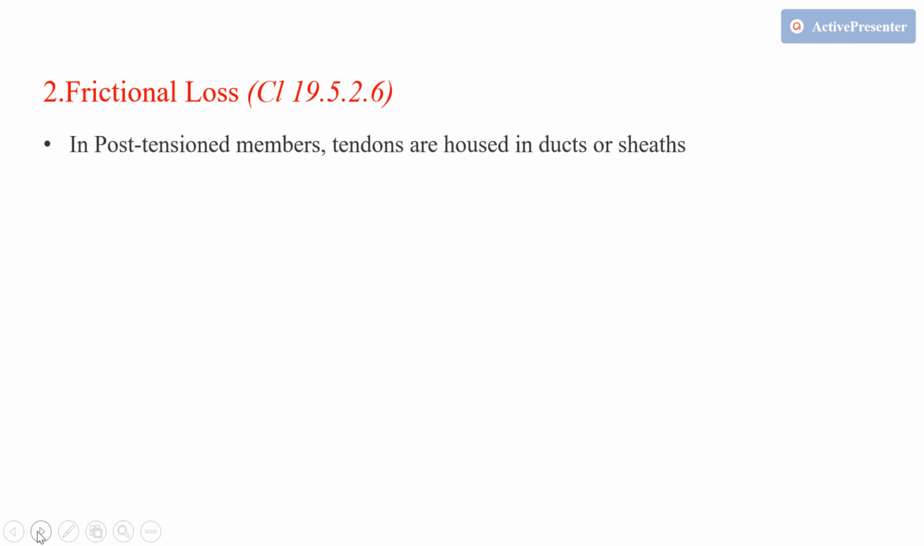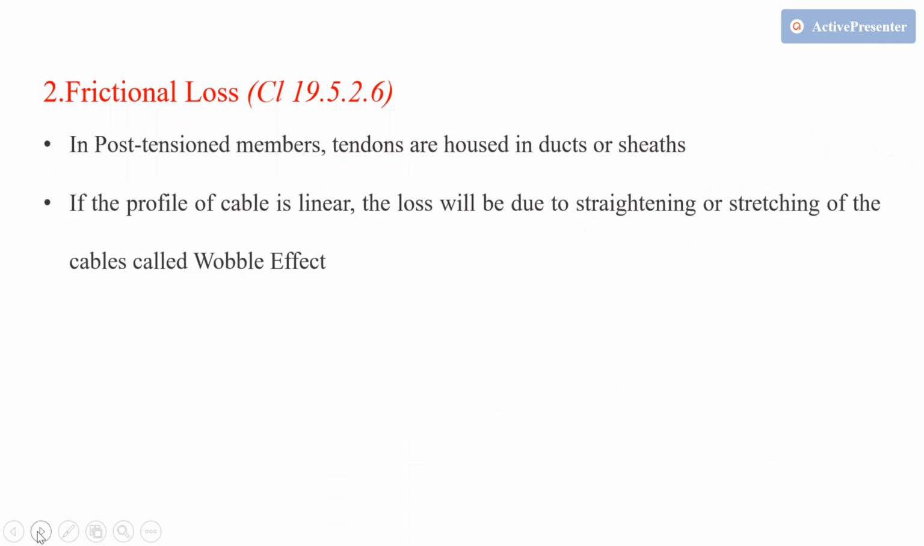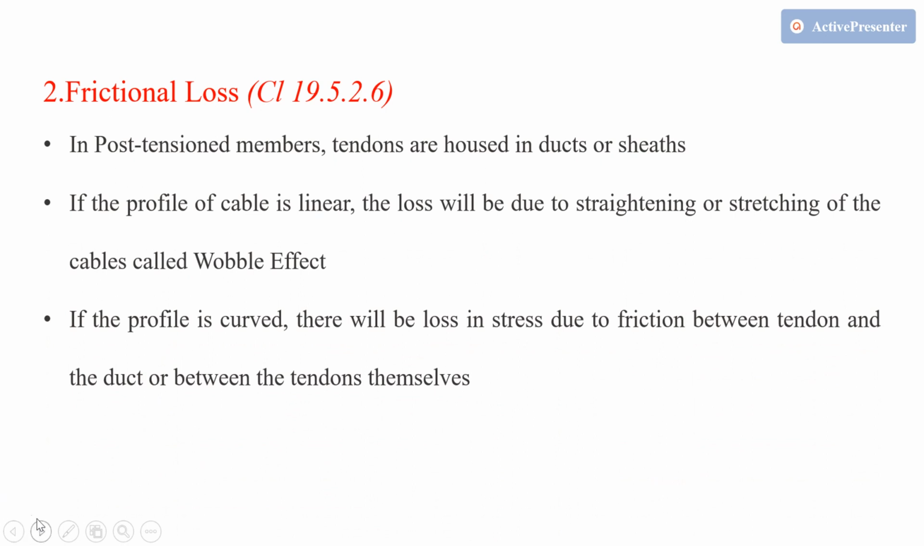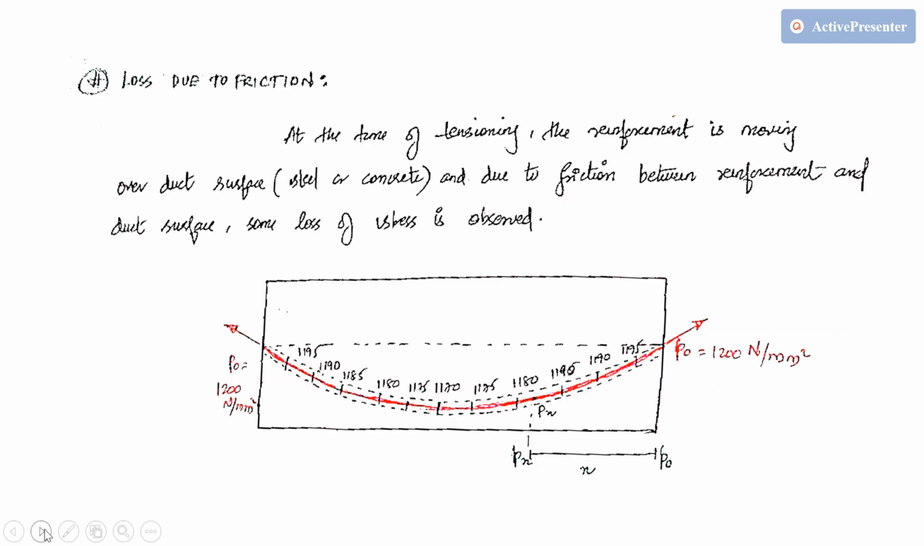Now you can see here, in a post-tensioned member, the tendons are housed in ducts or sheaths. For pre-tensioned members, there are no ducts at the time of tensioning, right? The tendons are in contact with air, and there is no friction between the air and the tendon, so there is no frictional loss for a pre-tensioned member. Only for post-tensioned members, where a duct or sheath is provided, does the frictional loss occur. And if you read clause number 19.5.2.6, you can see the same thing that I said here.